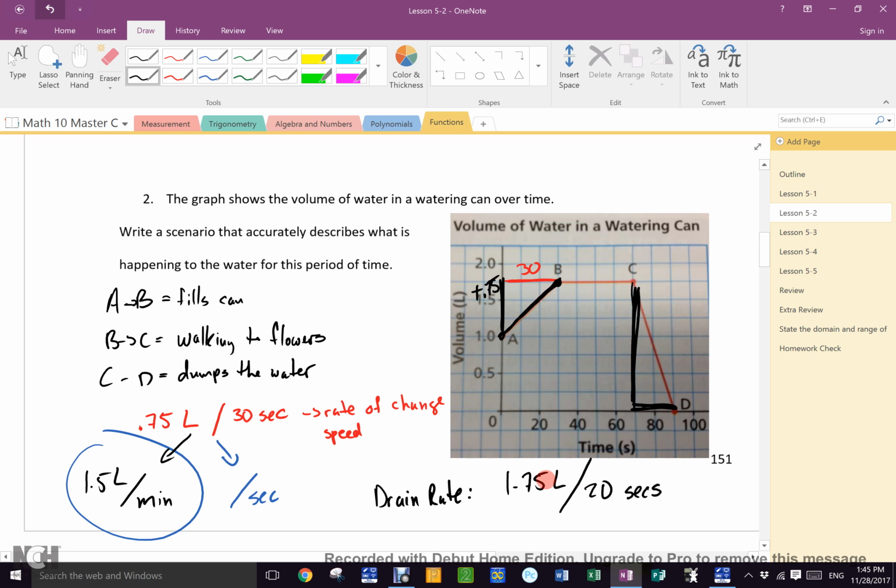Now, that's the actual rate. Is that the rate that we would use in real life? Again, I ask you, do you tell the cop I go 45 kilometers per half hour? No. So what is this really? 3.25? 3.5 liters per minute. Which is faster, the drain rate or the fill rate?